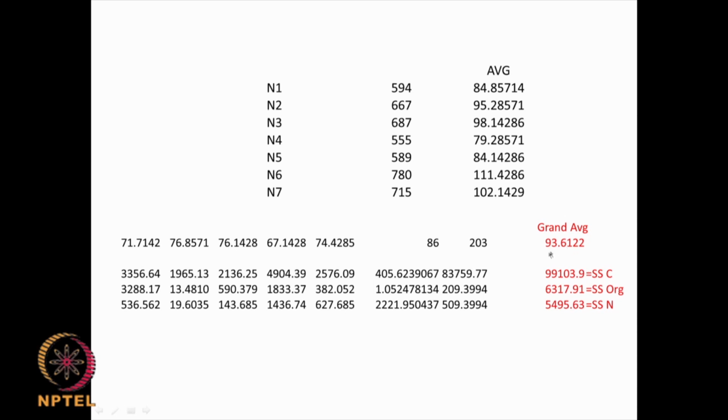So how do you do it? 84.85 or 86 minus 93.6 multiplied by 7. 95.2 minus 93.6 squared multiplied by 7. 98.1 minus 93.6 squared multiplied by 7. Like that you do and then you add up, and you will get the sum of squares for nitrogen.